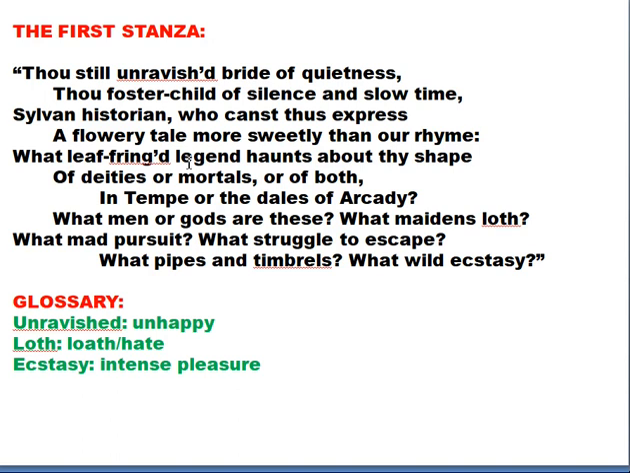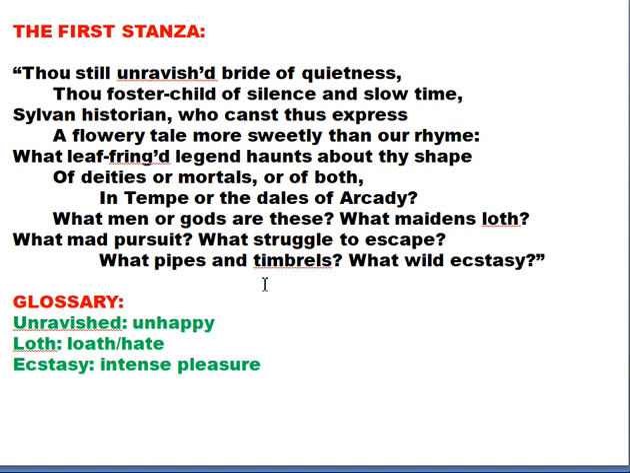Talking about the first stanza: Thou still unravished bride of quietness, thou foster child of silence and slow time. Sylvan historian, who canst thus express a flowery tale more sweetly than our rhyme. What leaf-fringed legend haunts about thy shape, of deities or mortals, or of both, in Tempe or the dales of Arcady?